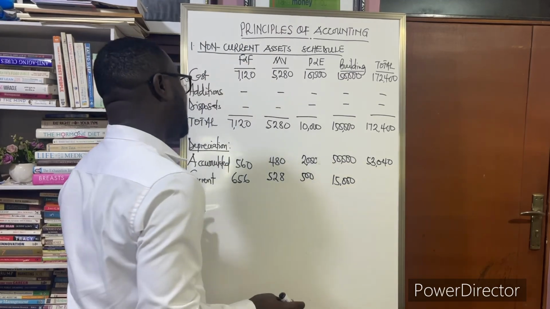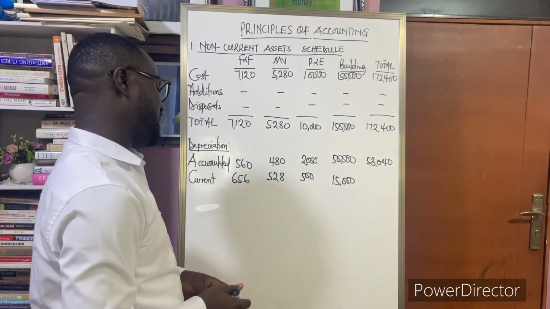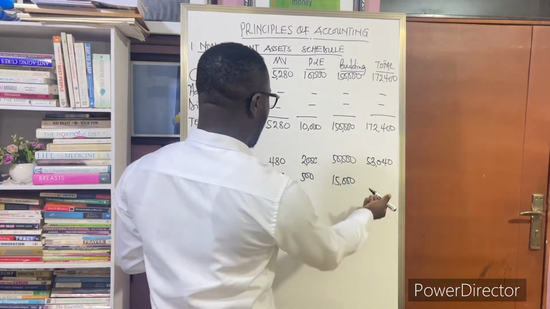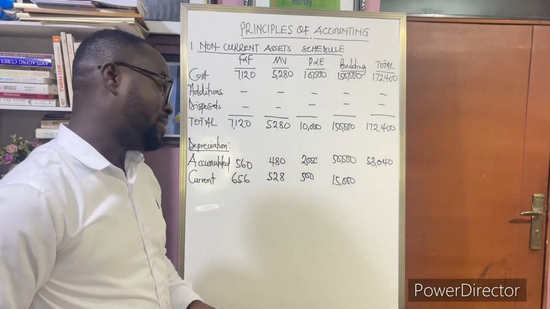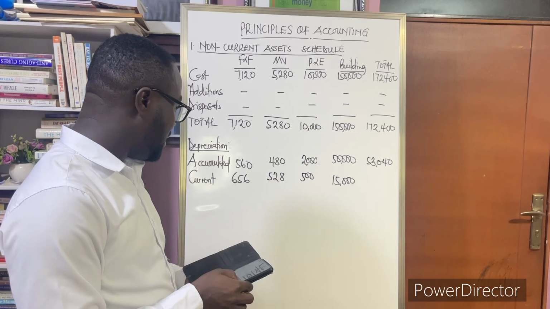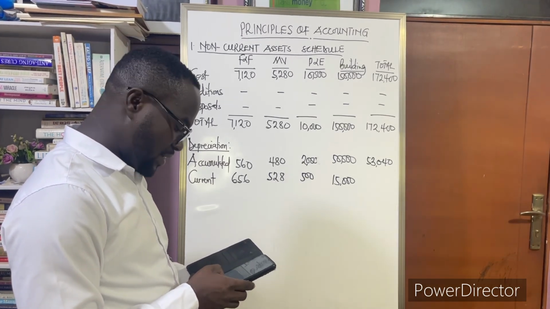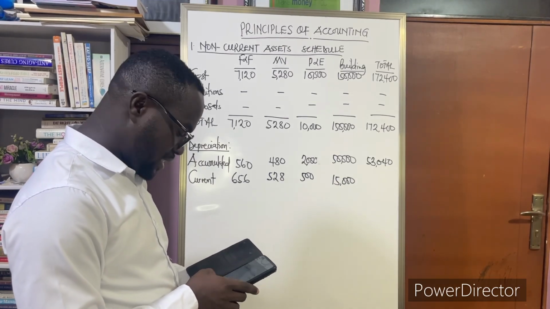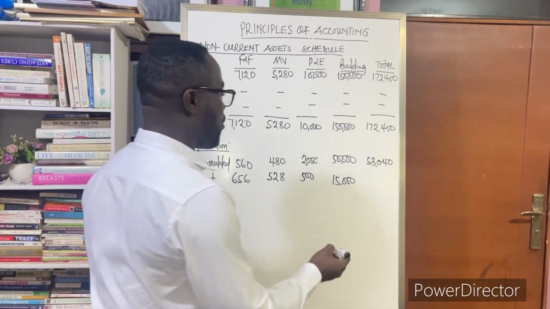So we are done. These are the current depreciation that we've computed with respect to the various methods. So we add them to get the total current depreciation. So let's take our calculators and sum up the individual current depreciation. First one, 656 plus 528 plus 500 plus 15,000, which will give us 16,684.